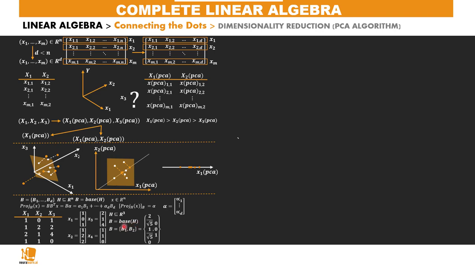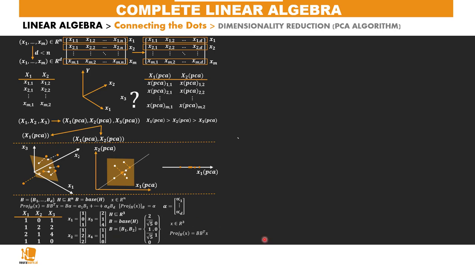So we have B equals B1, B2, which is this and this. Now, we are going to select this B1 and B2, making sure that they are actually orthogonal to each other and their norm is actually 1. So that makes B an orthonormal base.